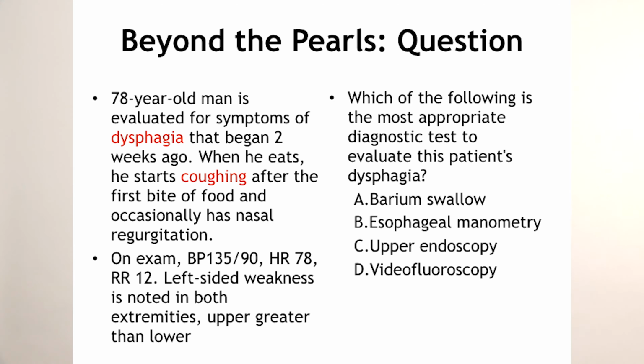But let's get some more information about what's going on. The symptoms of dysphagia began 2 weeks ago. When he eats, he starts coughing after the first bite of food and occasionally has nasal regurgitation. On exam, the patient is normotensive, non-tachycardic, non-tachypneic. There's some left-sided weakness in both the upper and lower extremities. Which of the following is the most appropriate diagnostic test to evaluate this patient's dysphagia?